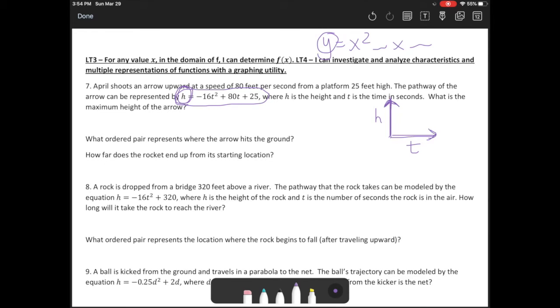So this is height, and the bottom axis is t, which is time, in seconds. What's the maximum height of the arrow? So I know that she's throwing the arrow or shooting the arrow up in the air, and then it's going to come back down. So we're looking for the maximum height.